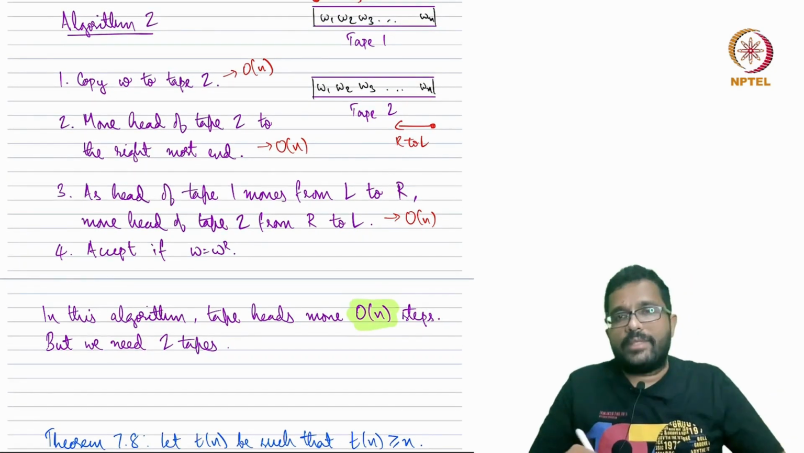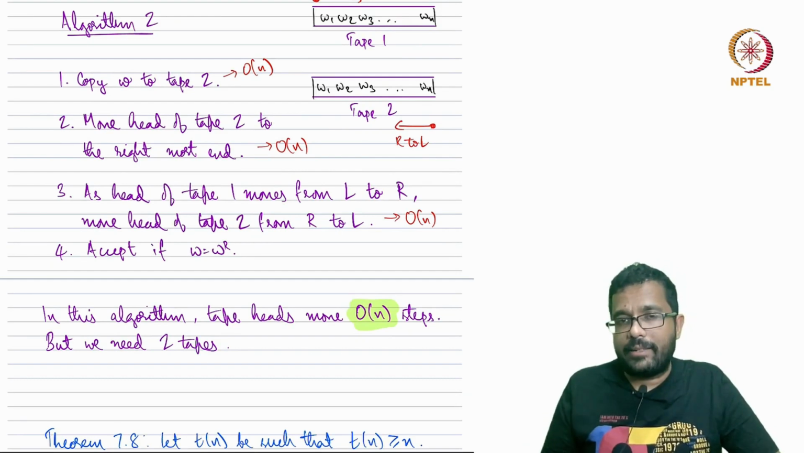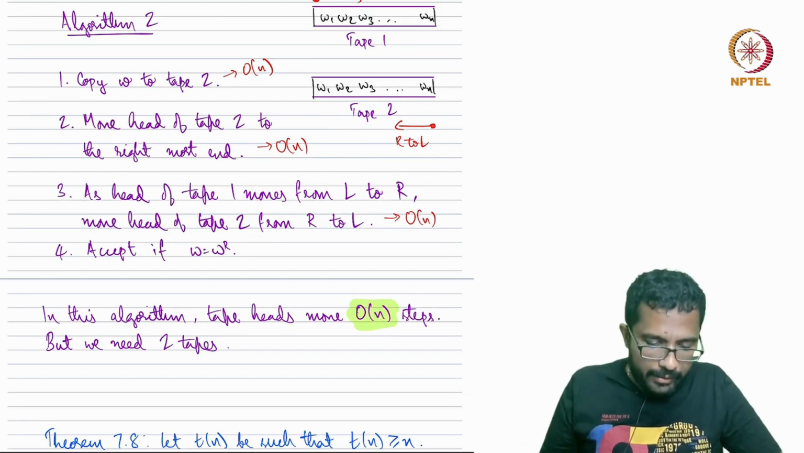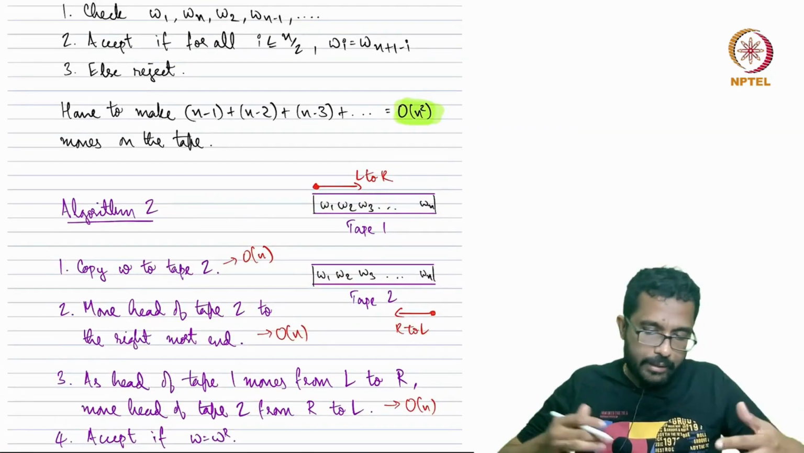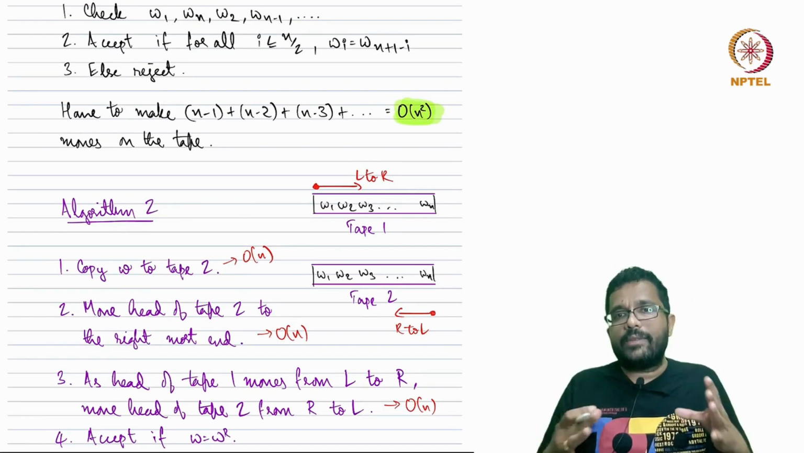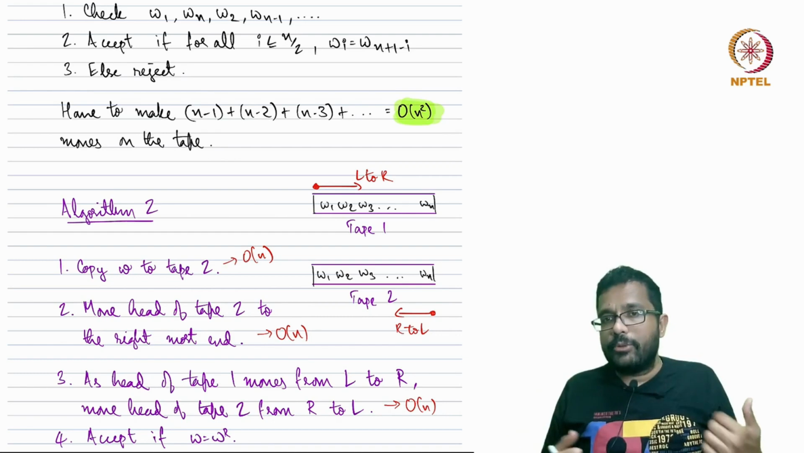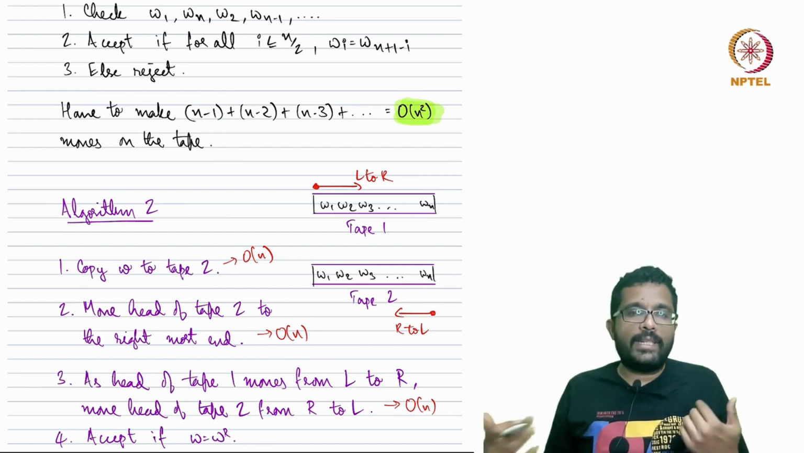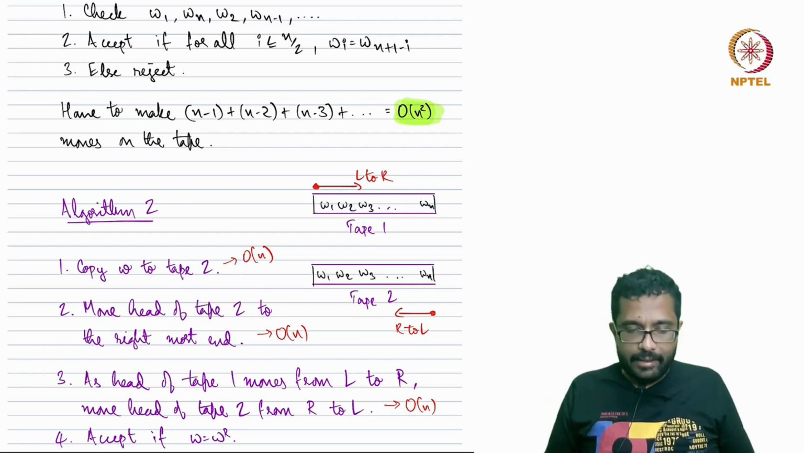But we needed 2 tapes here, right? So this is more efficient, less time taken, but we needed 2 tapes. The 2 tapes correspond to using more space. So there is some kind of a time-space trade-off. We are using more space but ending up using less time. So suppose we have more space available but we want to do it really quickly, this may be better, right?